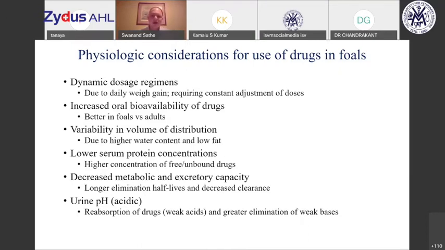Foals also have an acidic pH to their urine as compared to adult horses that have alkaline pH, and that's the reason the reabsorption of weak acids is much greater in foals, and there's a greater elimination of weak bases. Trimethoprim sulfa, for example, is readily excreted through urine in foals.